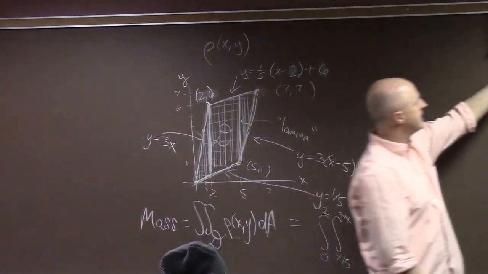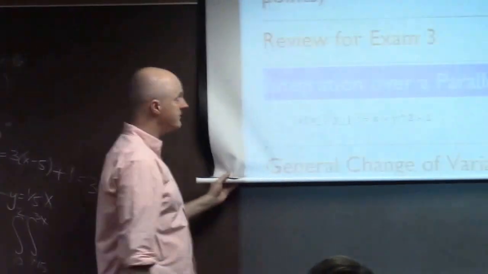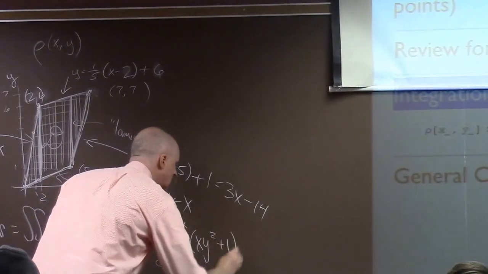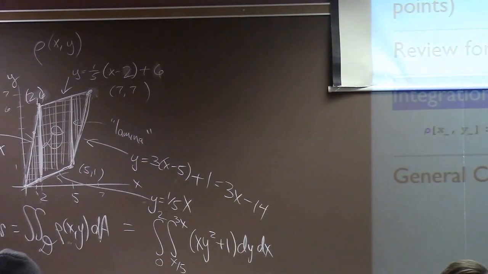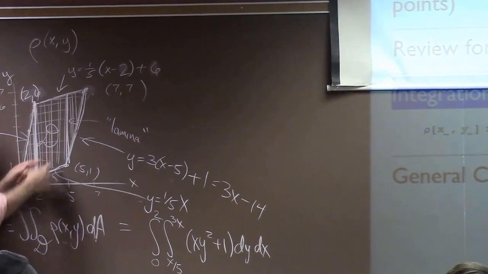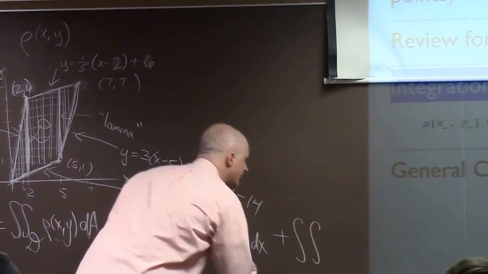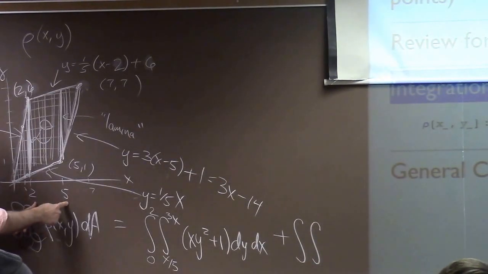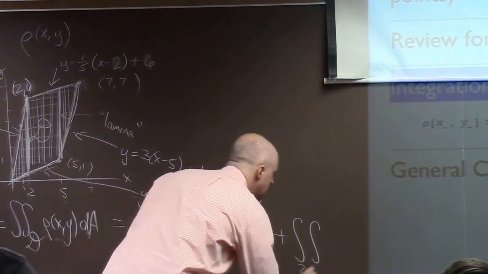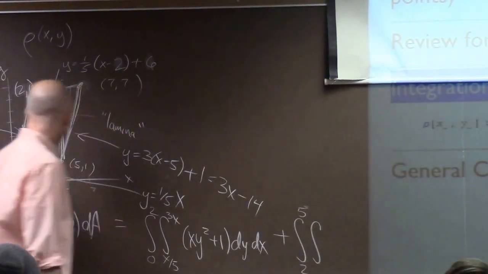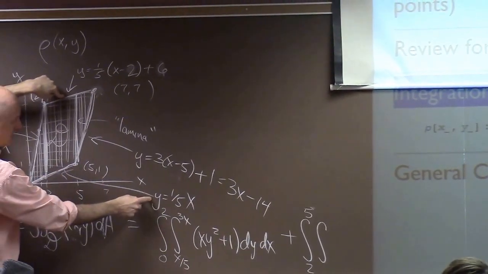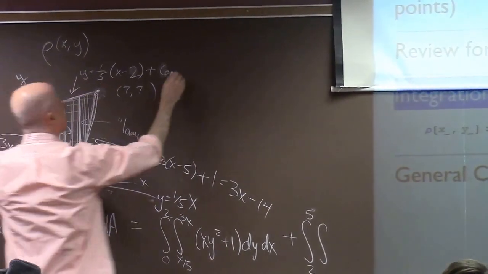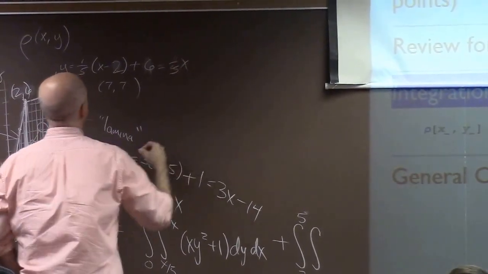The row I'm picking again is x times y squared plus 1. I'll go ahead and write that in there. dy dx is the way to do it for vertically simple. That's just the integral over the first piece. Now I do the middle piece. X now goes between 2 and 5. And for each x between 2 and 5, y goes between these 2 functions. Y equals x over 5, and y equals this, which I'll write as 1/5 x.